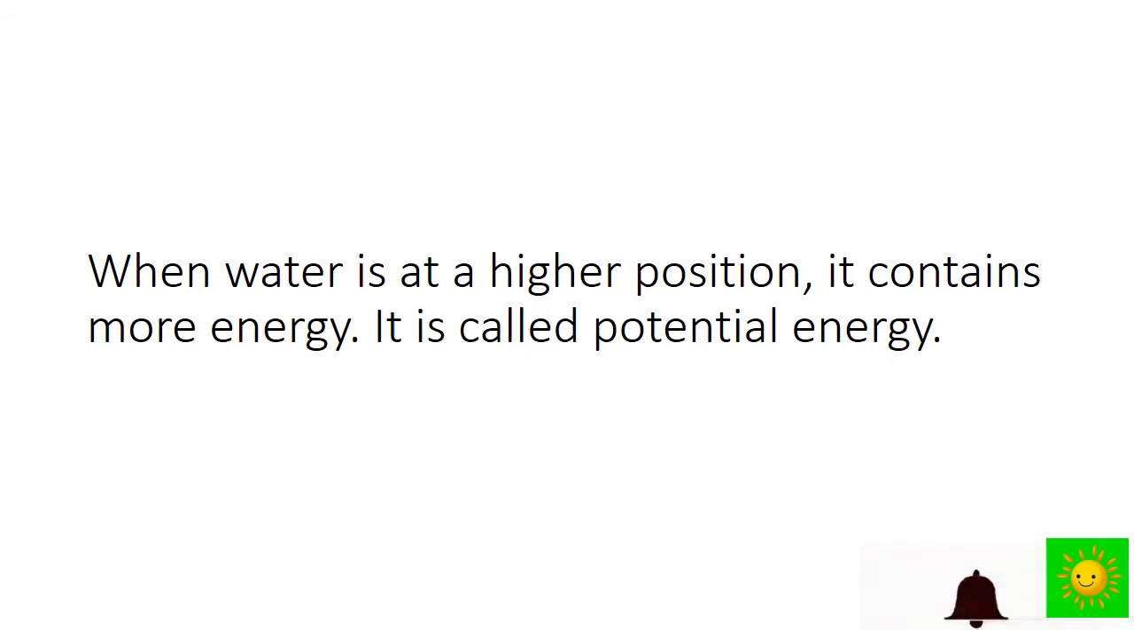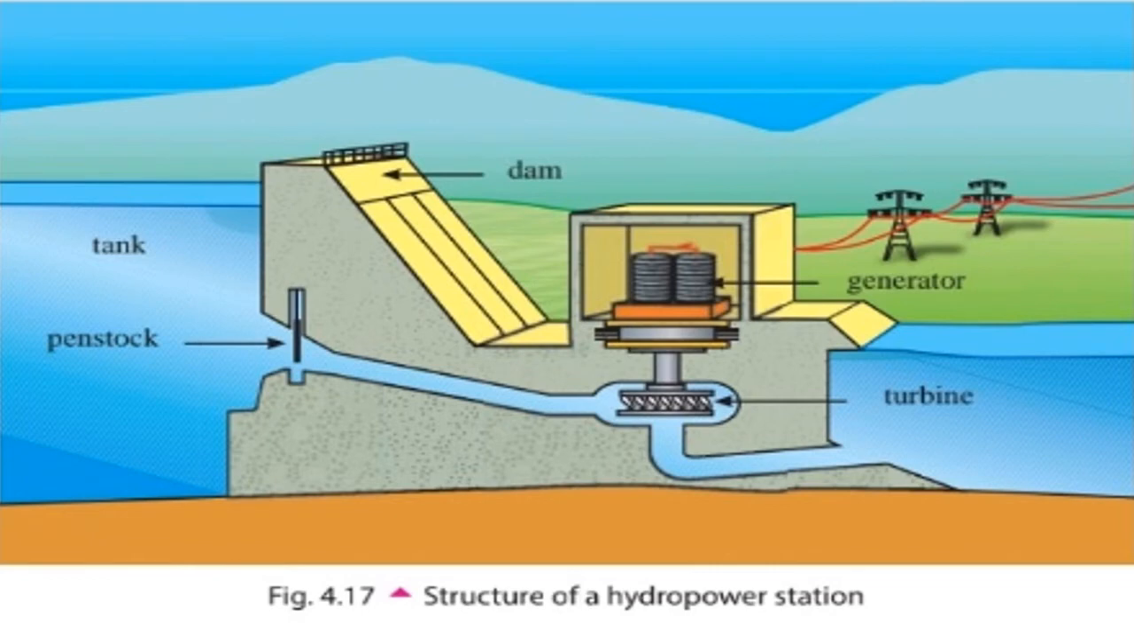Energy stored in running water is utilized in a hydropower station to generate electricity. When water is at a high position, it contains more energy. It is called potential energy. Normally, power stations are located at a lower position. When running water is carried in pipes at high speed, this water is used to rotate the fan of the turbine and operate the generators. This is the structure of the hydropower station. I think you can see the turbines and the generators are in a low position.